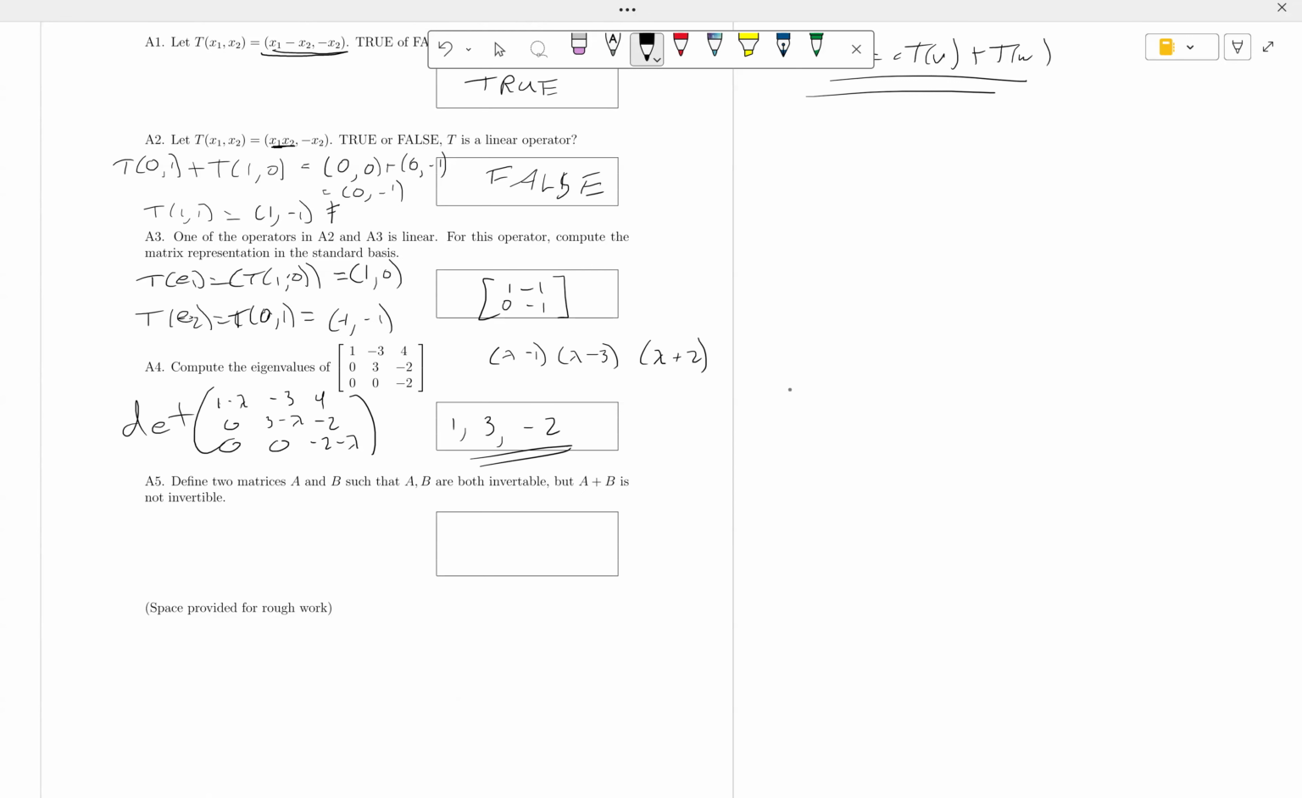Finally, we're asked to define two matrices A and B such that they're both invertible, but the sum is not invertible. Well, when doing this, I like to think of the identity. The identity matrix is invertible, and minus the identity is invertible. But when we add them together, we get 0, which is not invertible. So A equals (1, 0, 0, 1), and B equals (minus 1, 0, 0, minus 1).